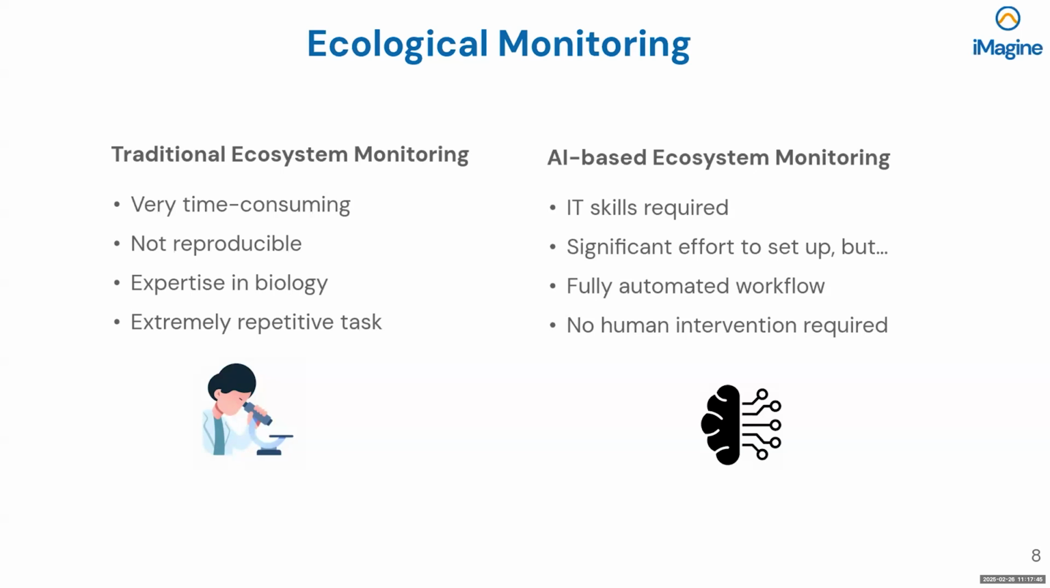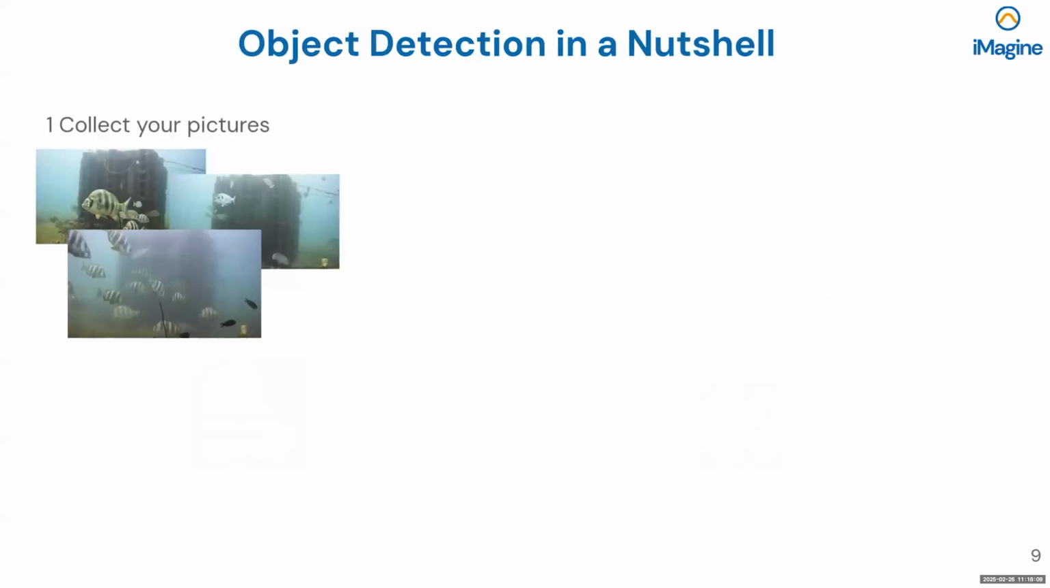But once you have the model trained and you have your service up, it's a fully automated workflow without any human in the loop, and you can automatically analyze thousands and thousands of images without human intervention. And then you can get this objective that we are working on, which is to automate the ecological monitoring. And we can have scientists doing actual science instead of counting fish in pictures.